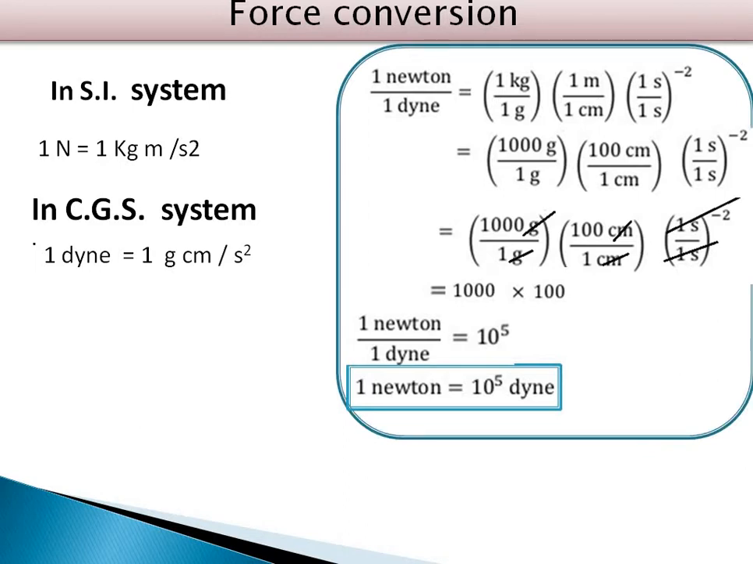See here once again, 1 Newton divided by 1 dyne is equal to 1 kg by 1 gram, 1 meter by 1 centimeter, and 1 second by 1 second bracket square. For the cancellation of units, we are going to convert kg into gram.